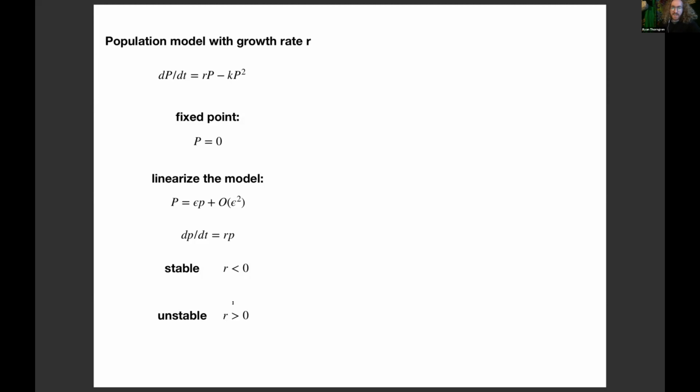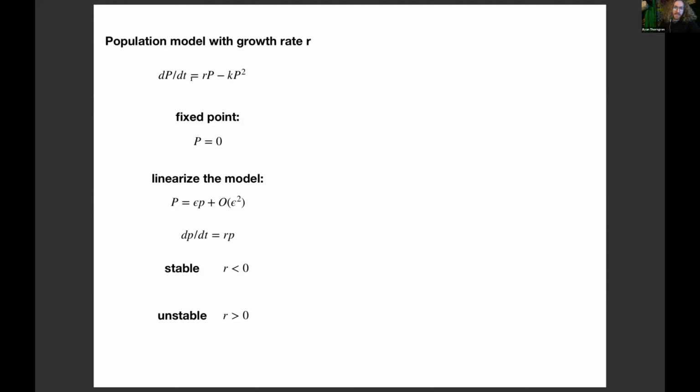So we find from this analysis that the fixed point is stable if we have r less than 0. That just means that deaths outnumber births. So indeed, the population goes to 0.